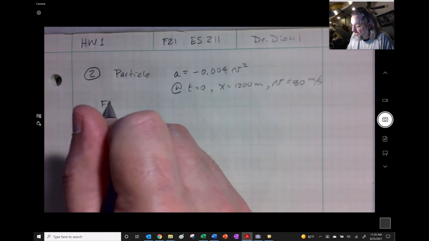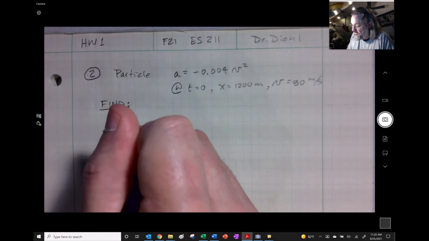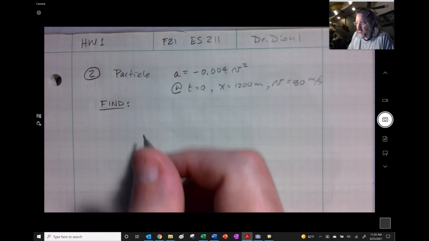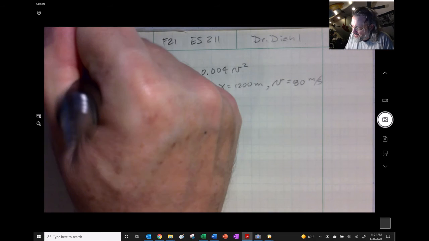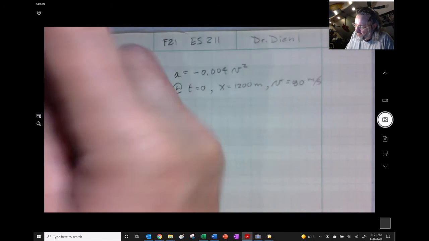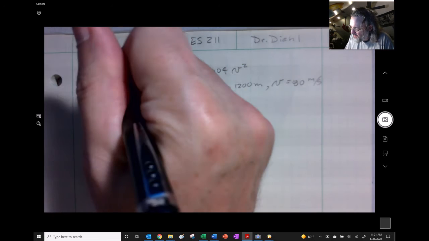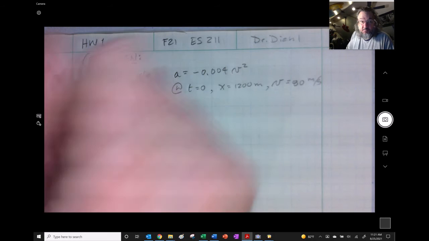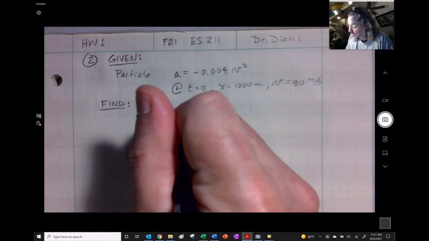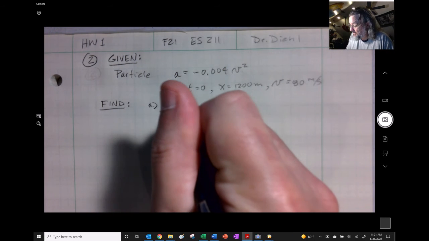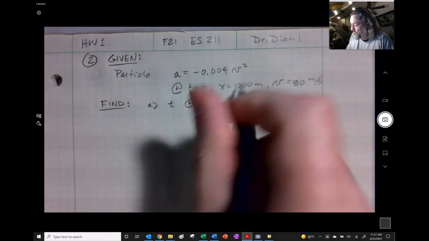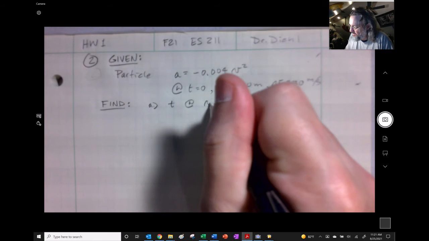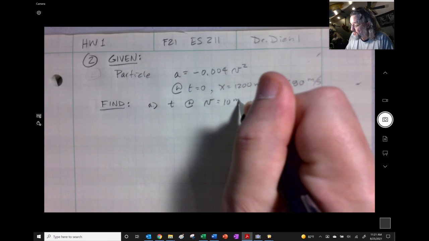Okay, so that's the given up above. Sometimes I'll write given at the top, then I'll write find underneath it. Maybe I should here. That's a good thing to do, right? So under given, find a, t at, not x, v is equal to 10 meters per second.